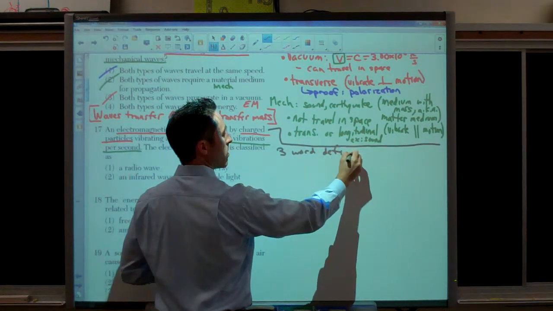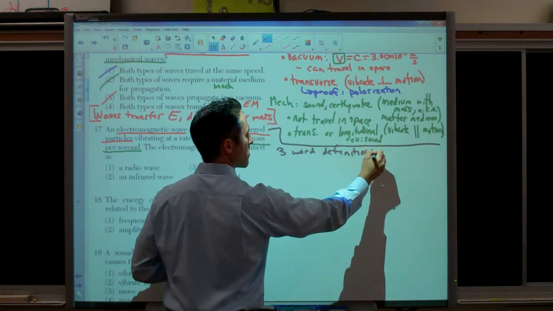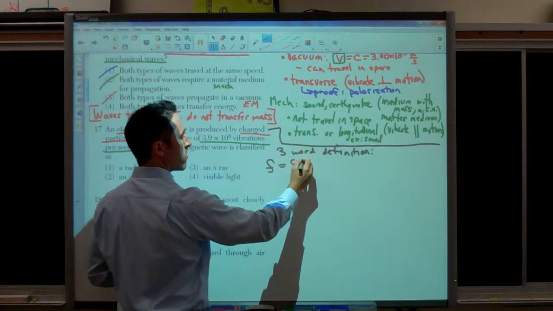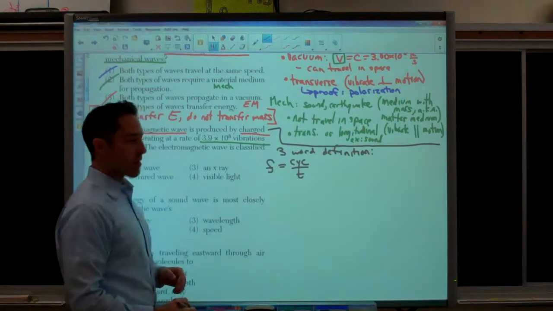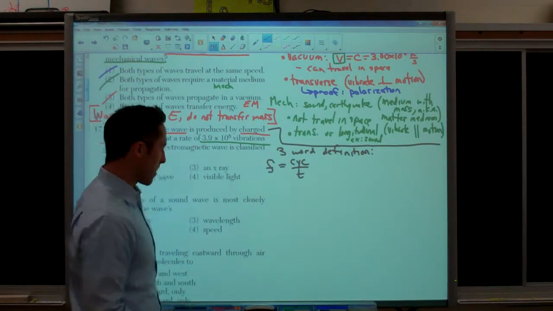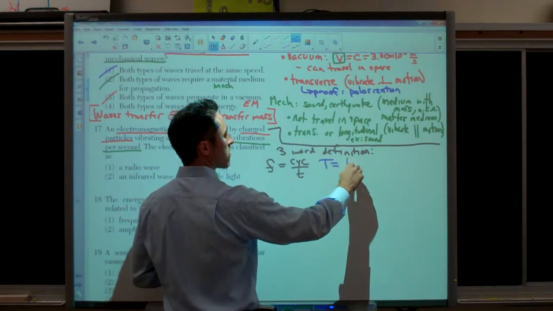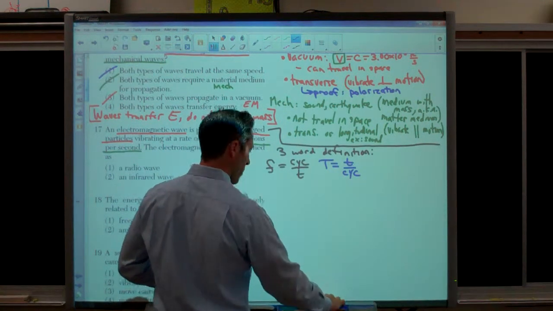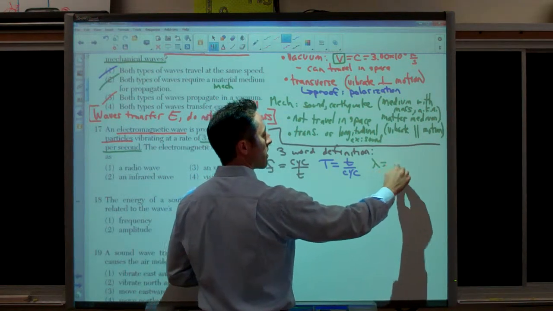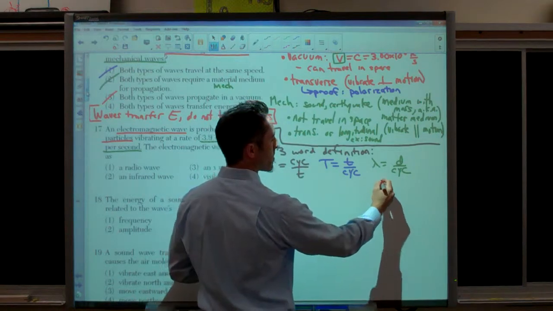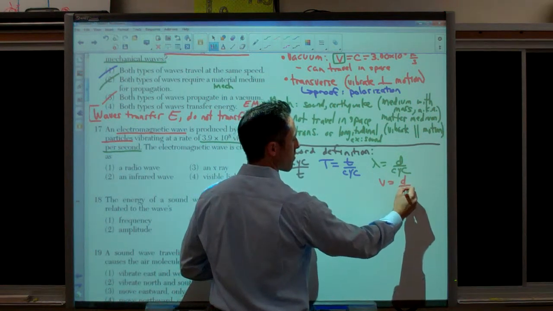You should know a few three-word definitions. The three-word definition for frequency is cycles per time. Cycles, of course, could be vibrations or oscillations. The three-word definition for period is time per cycle. For wavelength, it is distance per cycle. And for wave speed, it is distance per time.